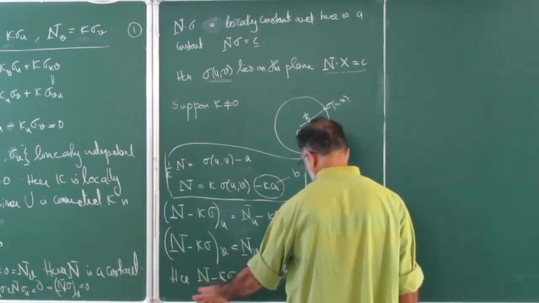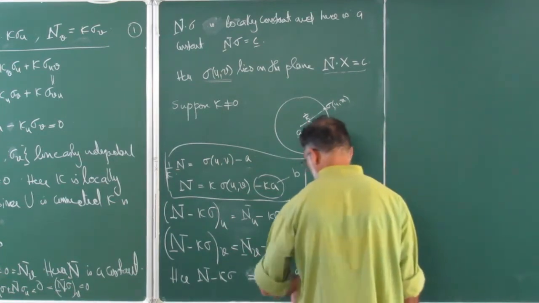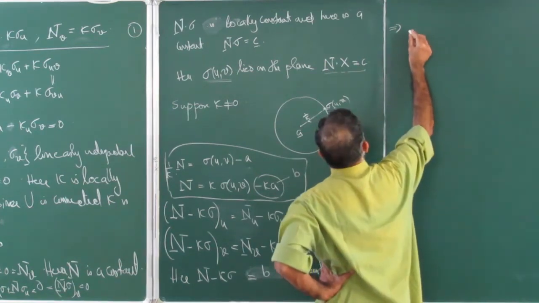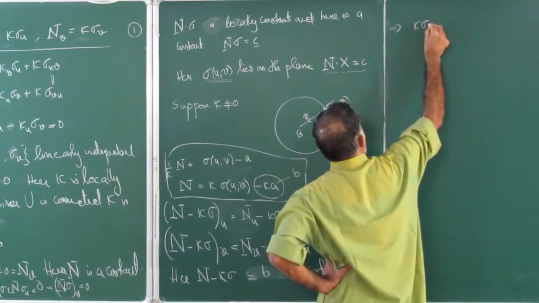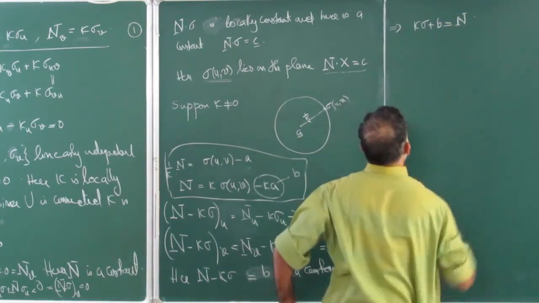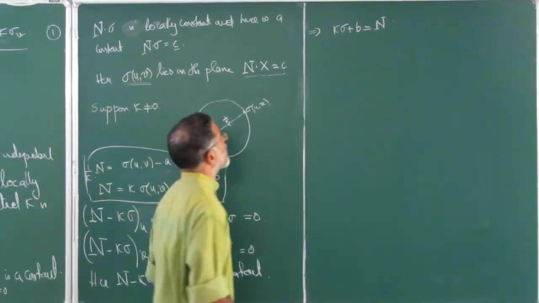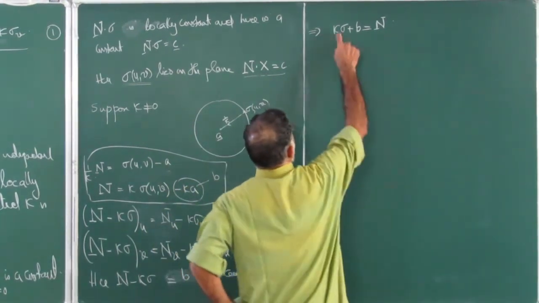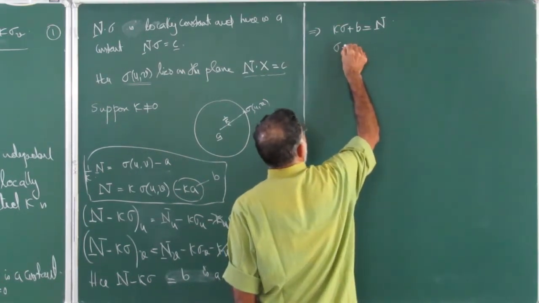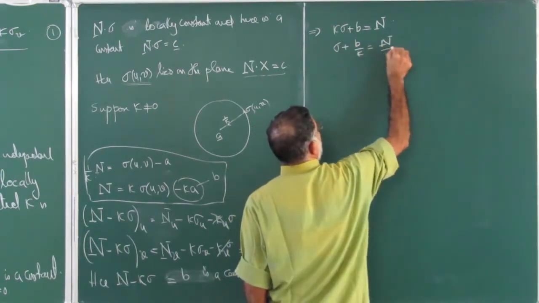What we do is this guy. This vector is norm constant 1, so that you take out. So what you do, you transfer this side. So this implies kappa sigma plus b is equal to n. Okay, for this universal, for every point u and b, kappa sigma uv plus b is a constant. Let us divide kappa throughout. So sigma plus b upon kappa is equal to n upon kappa.